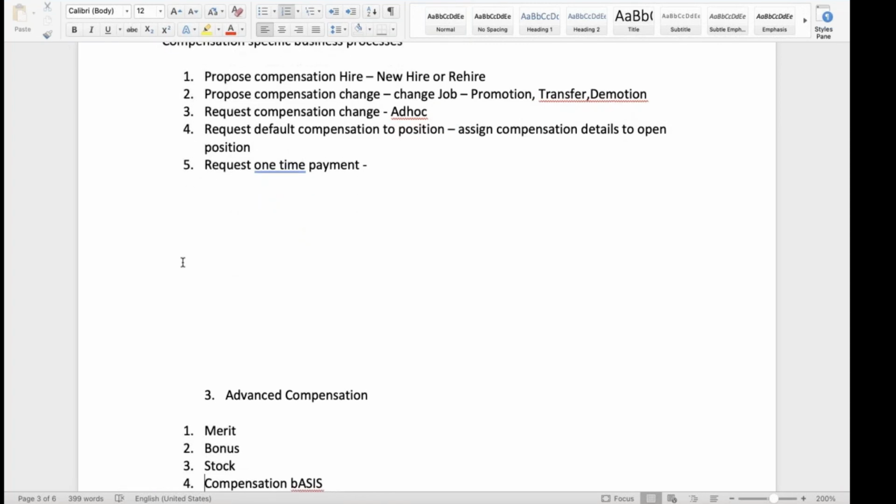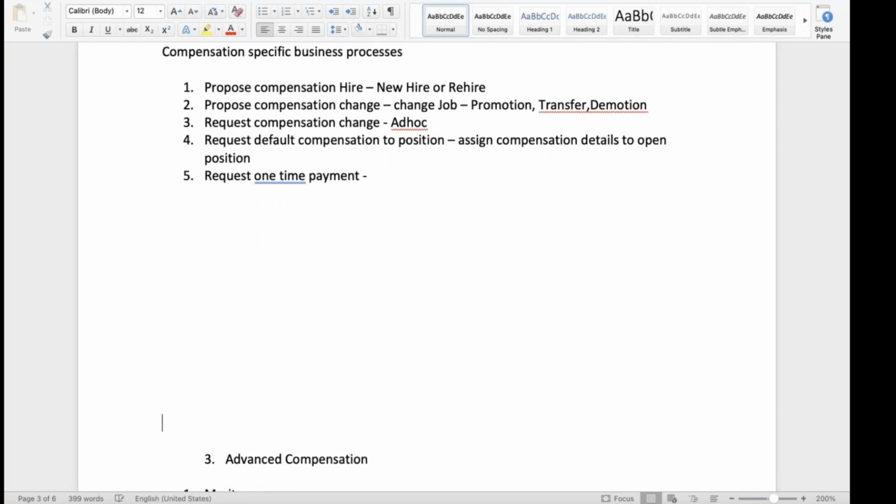The most frequently used business processes for compensation are these five. In different scenarios, we have to assign or remove compensation plans from workers. If you hire an employee, you have to assign a compensation. If you're promoting an employee, you have to change the compensation. If you are demoting an employee, it will also impact the compensation. Or ad hoc compensation changes, for example, retention. So for each reason we have a business process here.